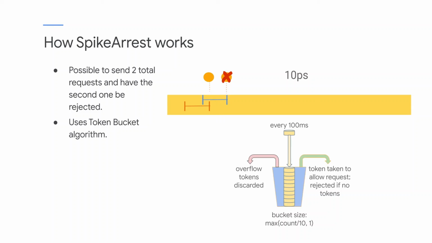For the spike arrest policy, the size of the bucket depends on the rate you configure. The bucket size is equal to the count divided by 10 in this case, with a minimum bucket size of 1. For 10 per second, 10 divided by 10 is 1. It's easy as that. But if you configure it for 600 per minute, which is equivalent to 10 per second, the bucket size would be 600 divided by 10, so 60.